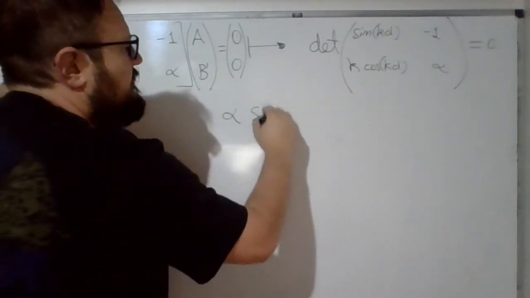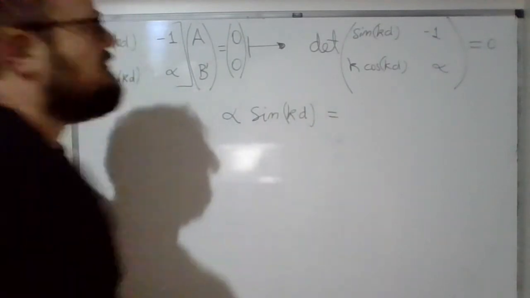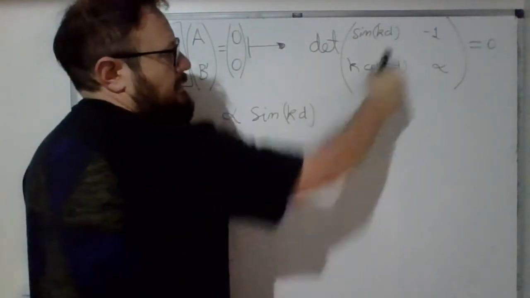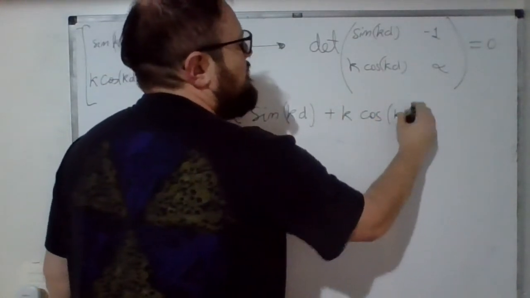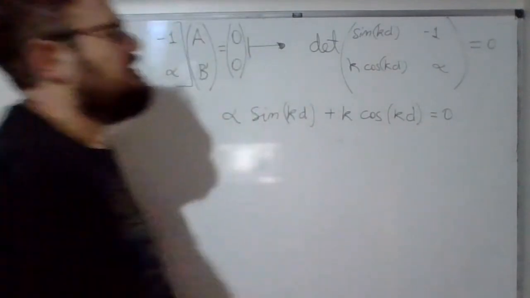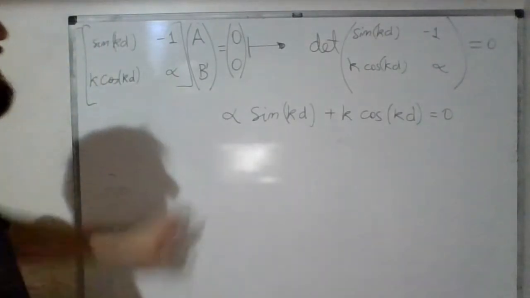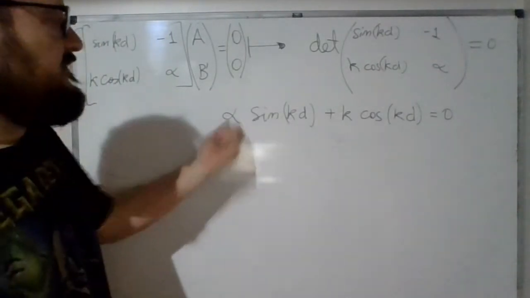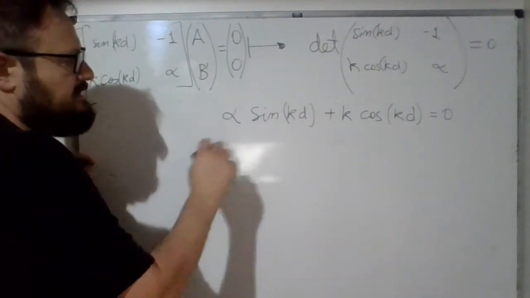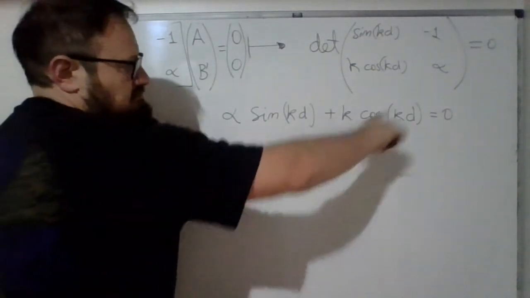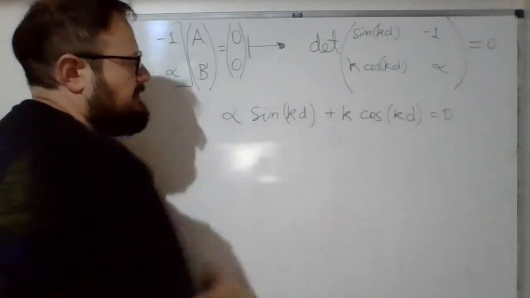calculating the determinant, alpha sine of kd is equal to minus k cosine of kd, equal to 0, which means your solution can be rewritten in terms of the energy eigenvalues. All right, so we'll find out. You can just move some terms to the right and some terms to the left.